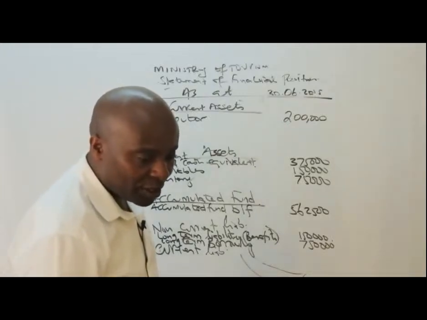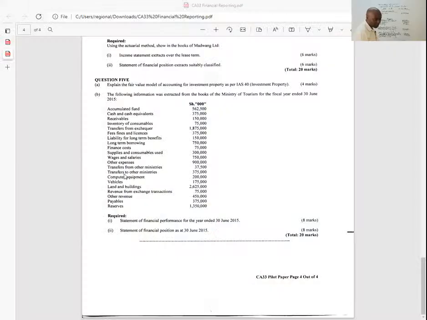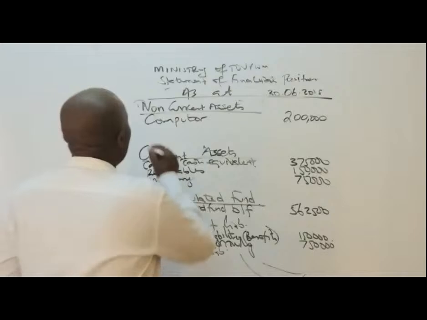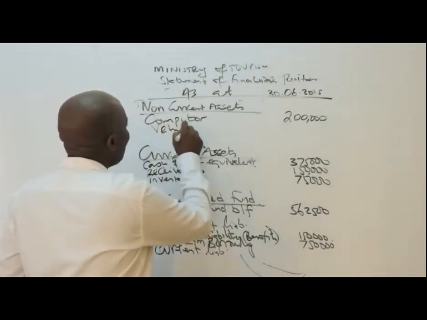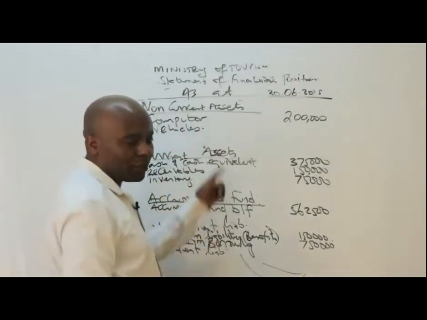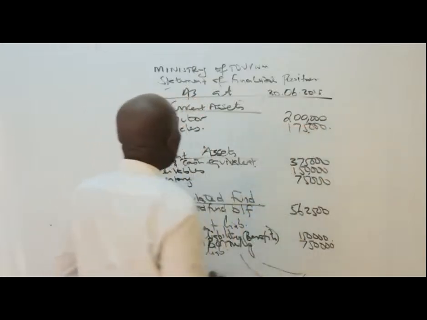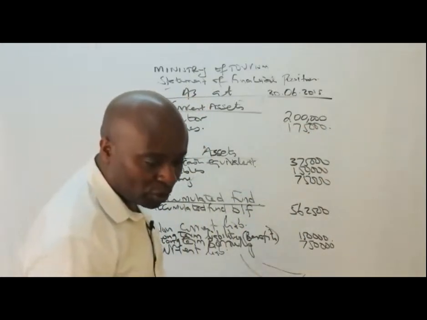So the next one, again, I can see is an asset. This asset is called vehicles. Vehicles, of course, are non-current. So we have vehicles. How much for vehicles? Somebody says vehicles, 175,000. Thank you very much.